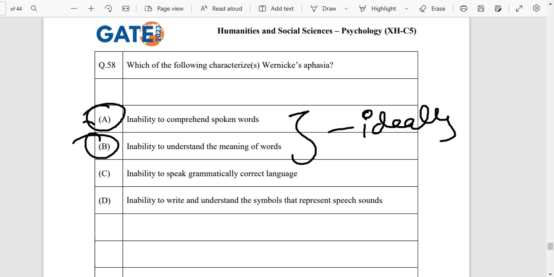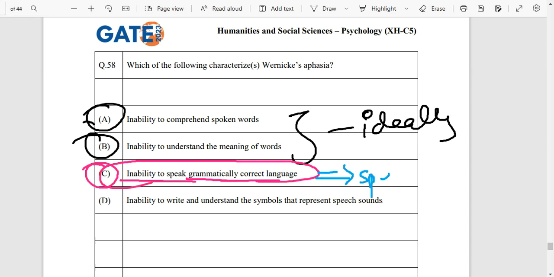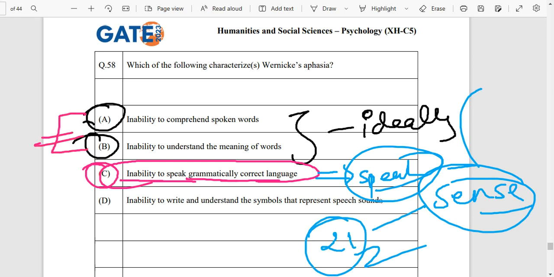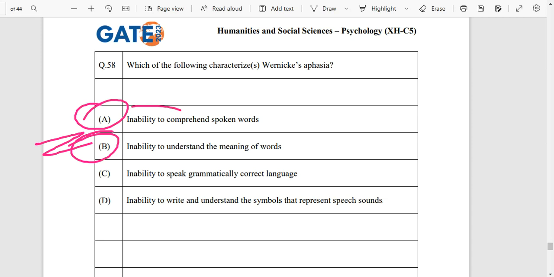But look at option number C, inability to speak grammatically correct language. So they can speak correct grammar, but they don't make what? They don't make sense. Okay. So let's wait for the key. Let's see what GATE has as the answer for this. But accordingly, from our side, it should be A and B. Inability to comprehend spoken words, inability to understand the meaning of words.